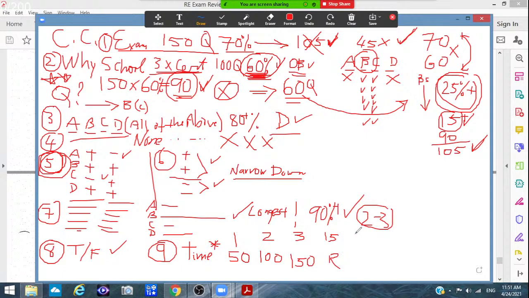If you ran out of time, you have the 2-minute warning. Do all B's or C's for the rest. So that's just your strategy. Always keep track of the time: 50, 100, 150, review, and if you do run out of time, all B's or all C's for the rest. Okay?